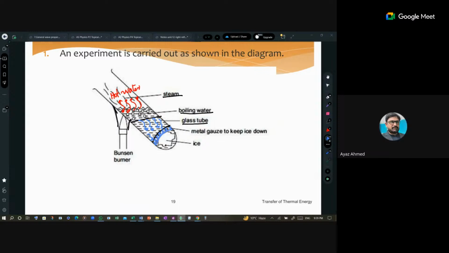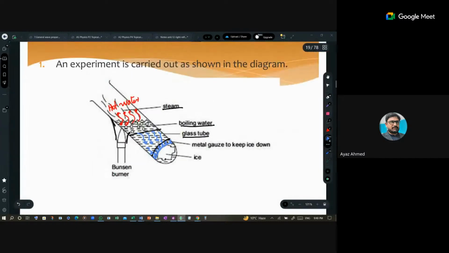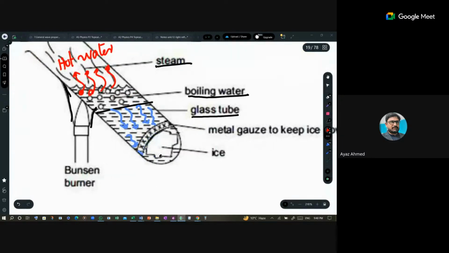Just to separate it or something, so the ice doesn't float up. Yes, exactly, because ice has less density, it is less dense than water. So if you do not place the wire gauze over here, it will float up. Yes, that is the reason.